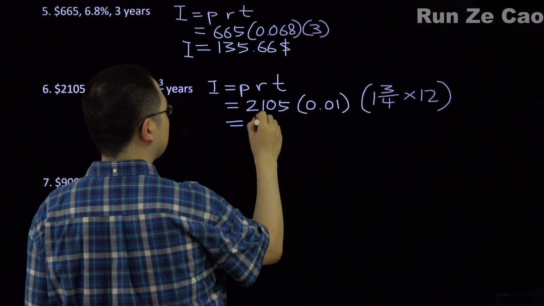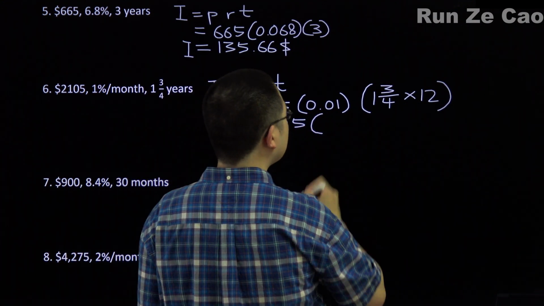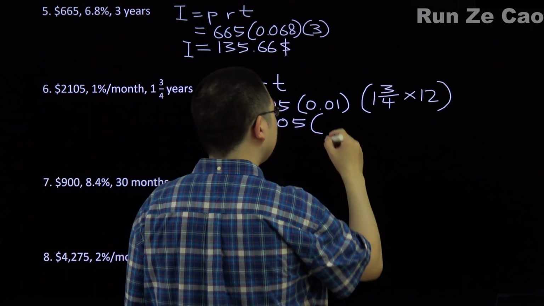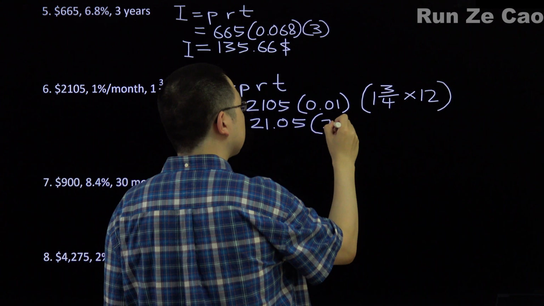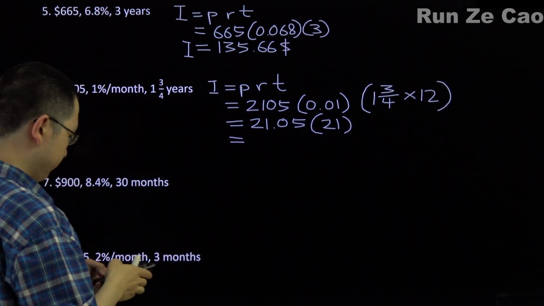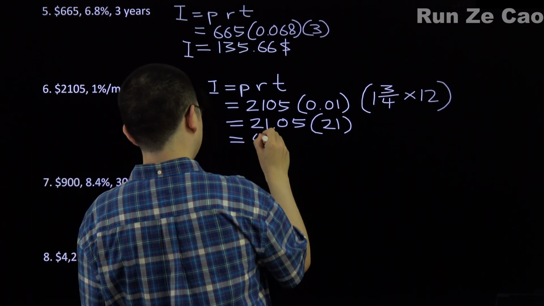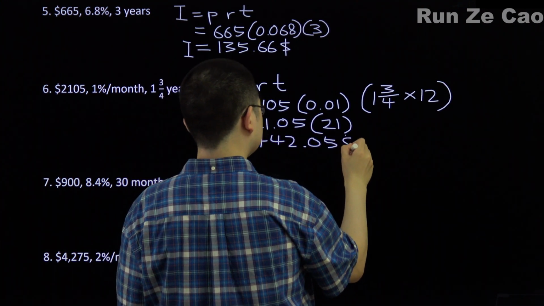So it's 21.05 times 1 3/4 times 12. That's 12 plus 9. 21. 21 times 21.05 is $442.05.